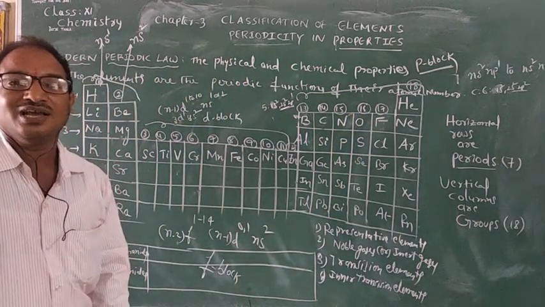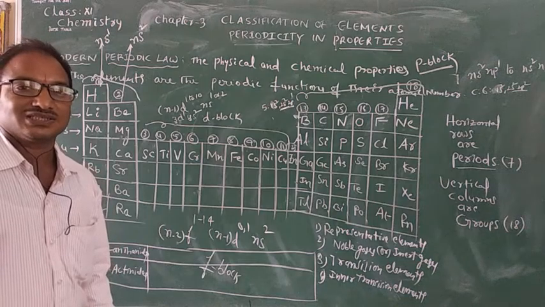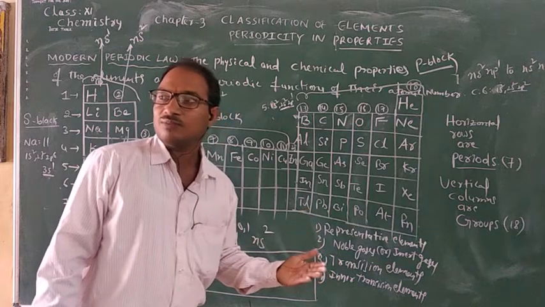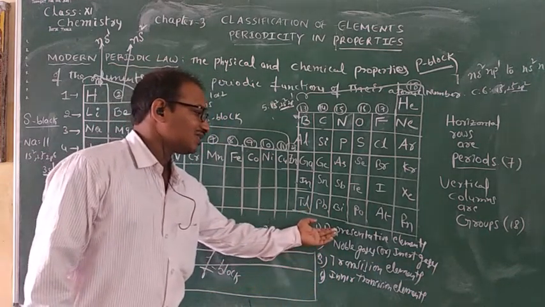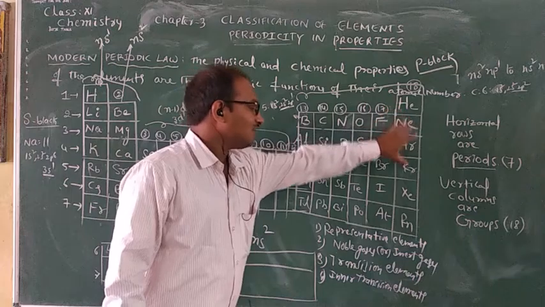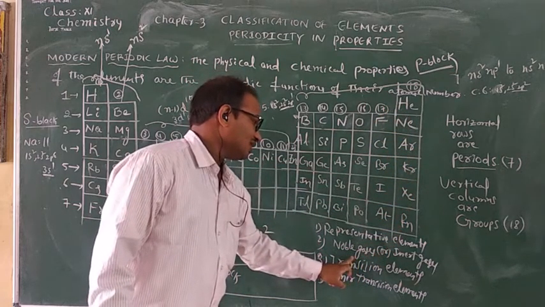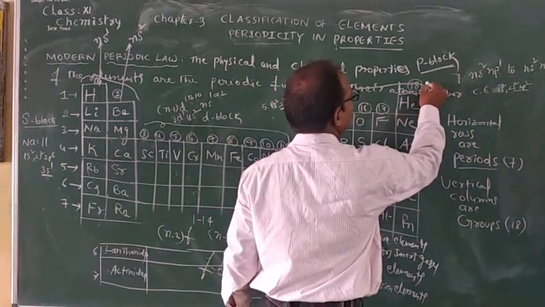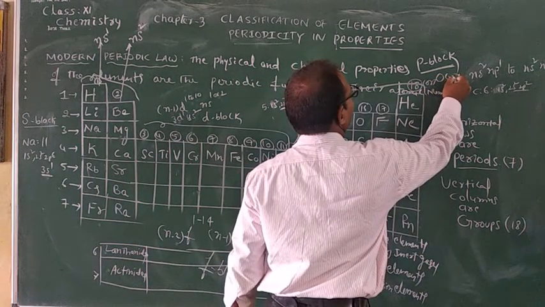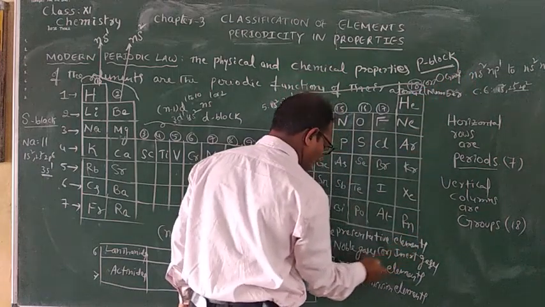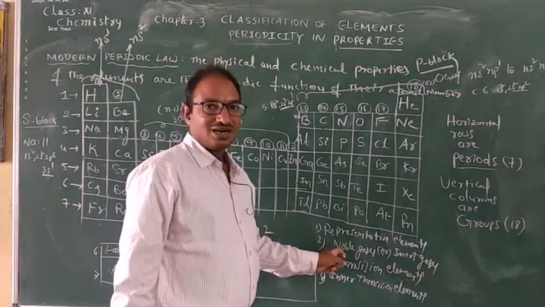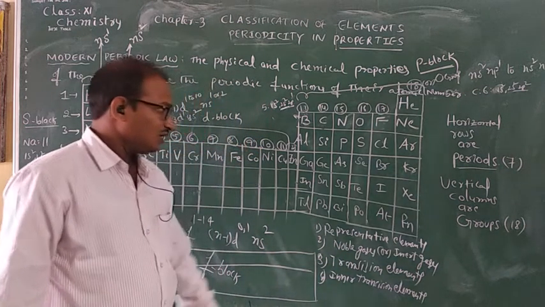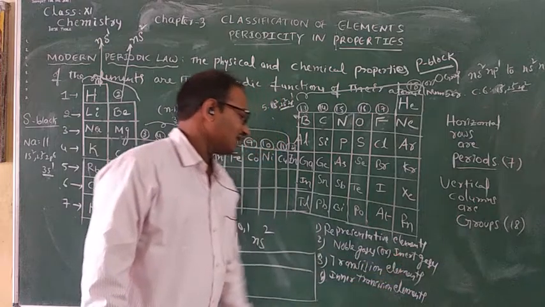Why? Because they are more reactive. They show more reactivity, so they are considered representative elements. And helium, neon, argon, krypton, xenon, radon are noble gases or inert gases. This group is called the 18th group or zero group. Only the 18th group elements are called noble gases.